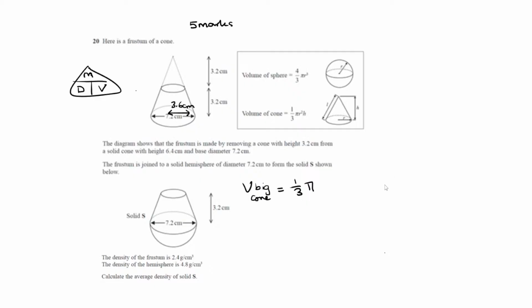I tend to label it on just so I don't forget. So we've got 3.6 squared and then times by the height. Now the height of the big one is these two added together. They also mentioned it here, didn't they? They said 6.4. So just make sure you're getting all these details right.